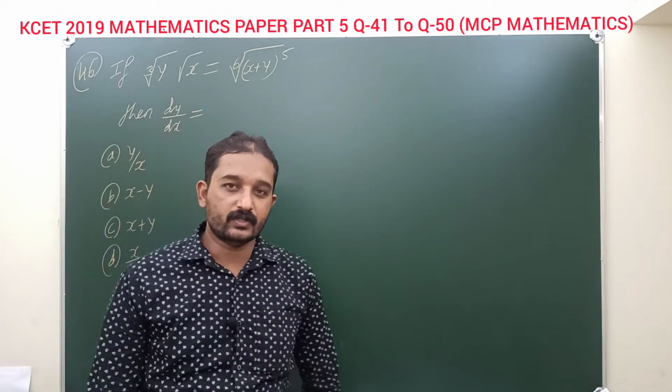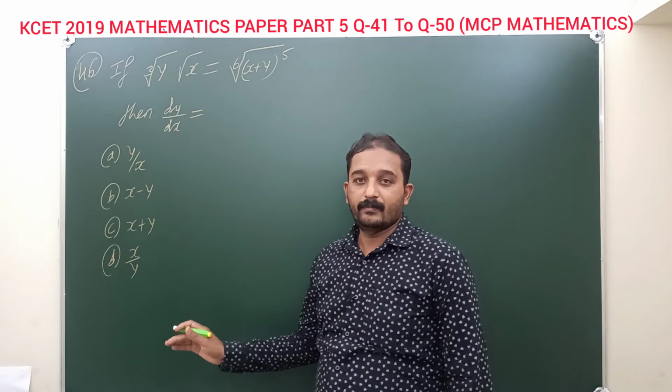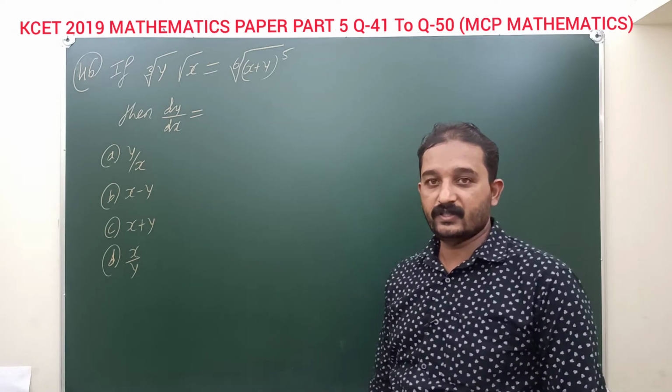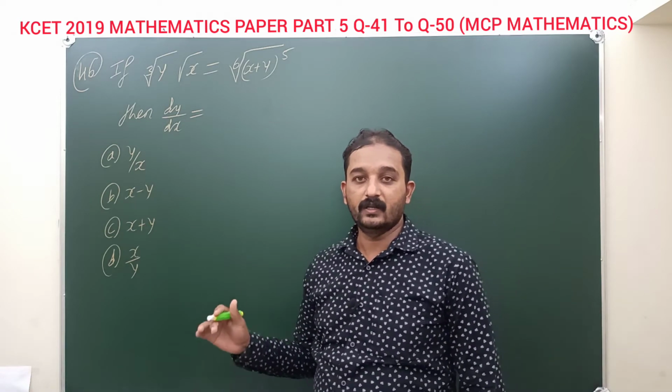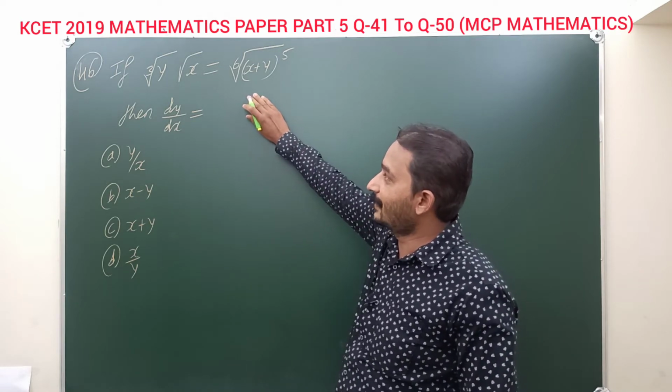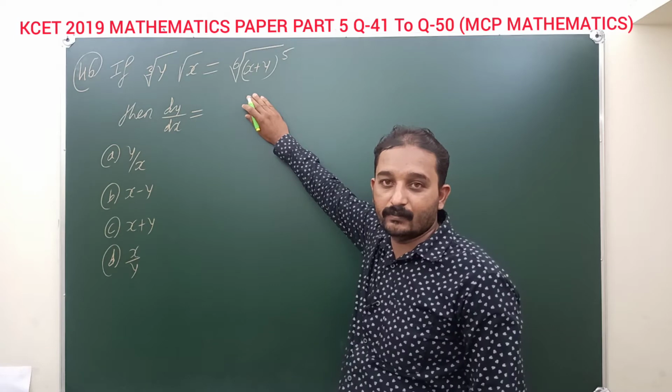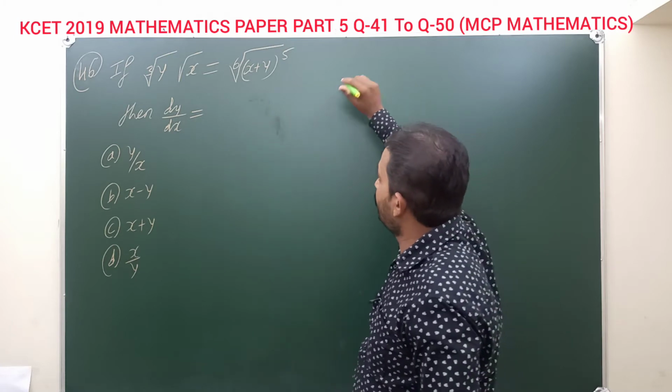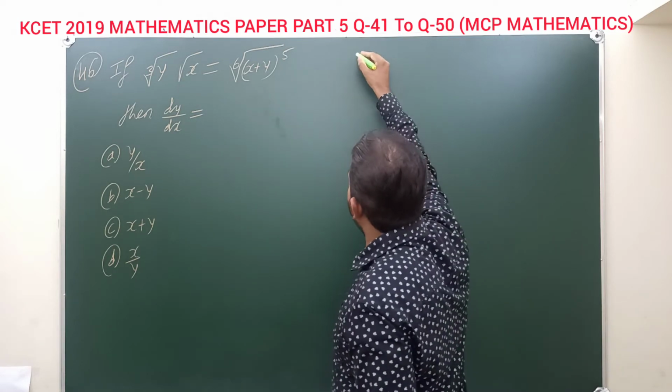Now let us move on to question number 46. This question is based on the chapter continuity and differentiation, particularly differentiation of the implicit function. I am not solving this question by the usual method because it is a lengthy process. I am solving it by a shortcut method. Here, in this case, the function can be written in this type.